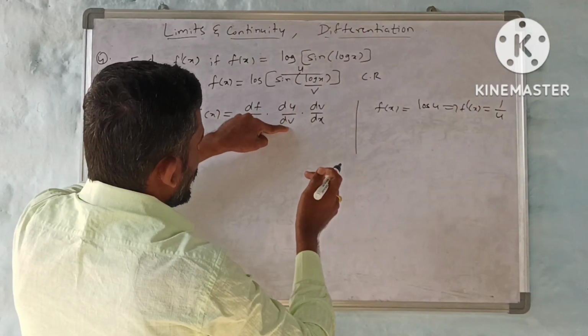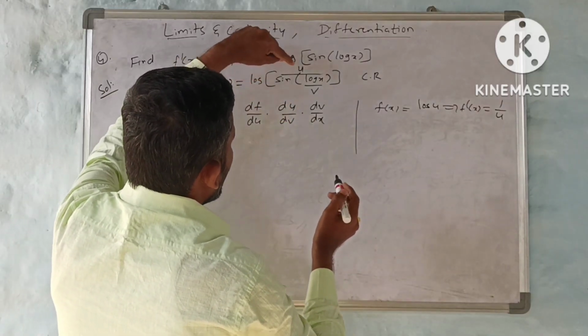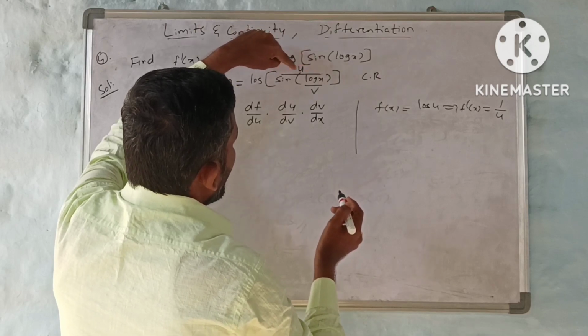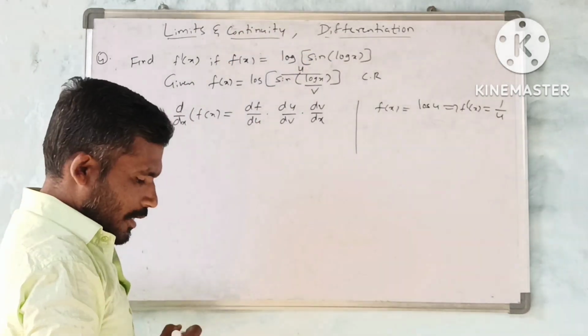And du by dv also you want here. So du by dv, u is what we have here: the total sin of log x.